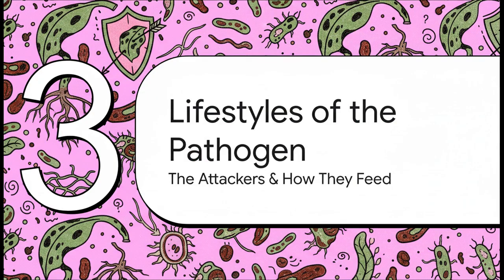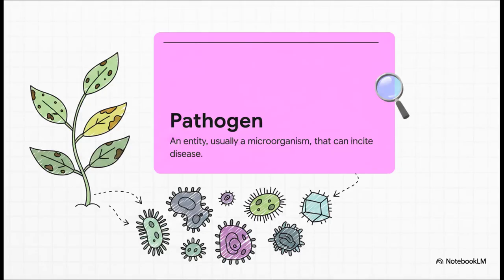Okay, so let's jump back to the infectious side of things and talk about the culprits themselves, because they have some surprisingly different strategies for how they attack a plant. First, let's get the name right. The attacker is called a pathogen. This is the little microbe that actually causes the disease. But here's the cool part. Not all pathogens eat the same way. They have these really distinct lifestyles.